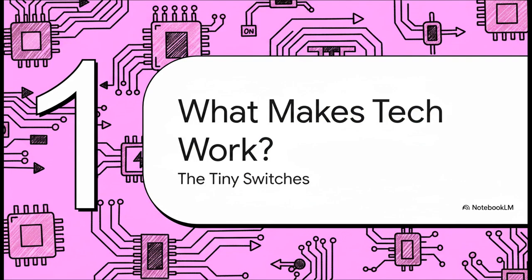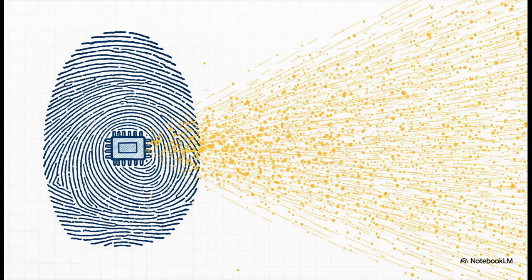Okay, so before we even get to the sand, we have to understand what makes all our modern gadgets tick. And the secret, really, is in these things called semiconductors. The best way to think of them is as billions, and I mean billions, of microscopic switches. They control the flow of electricity, and they are the foundation for, well, everything, from your phone to the entire internet.